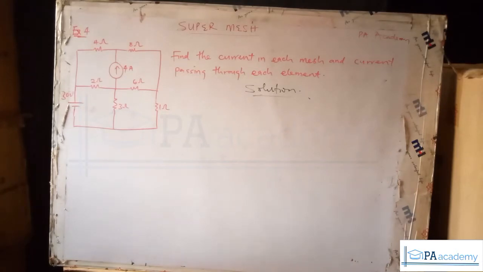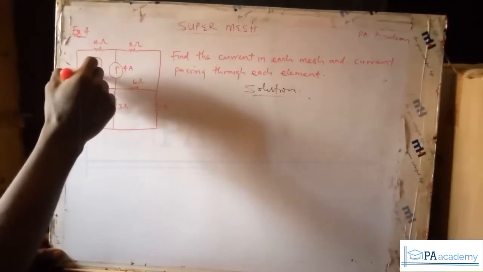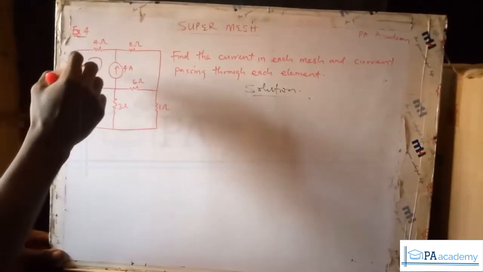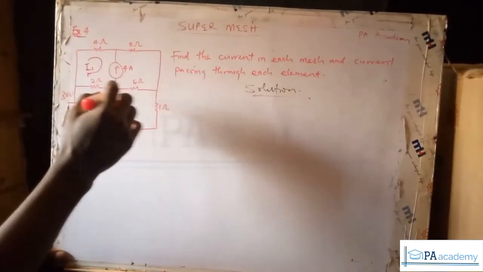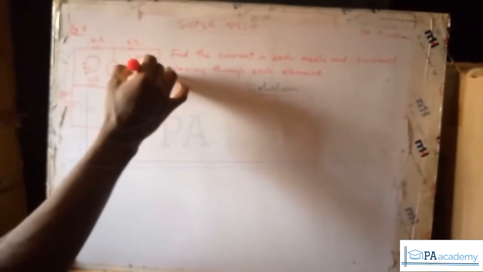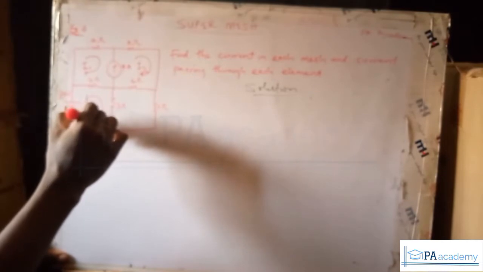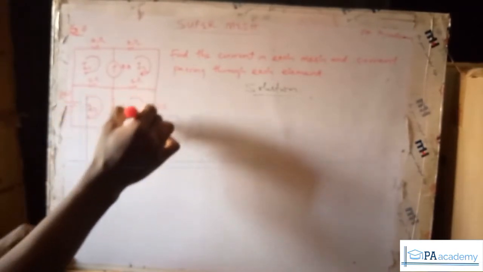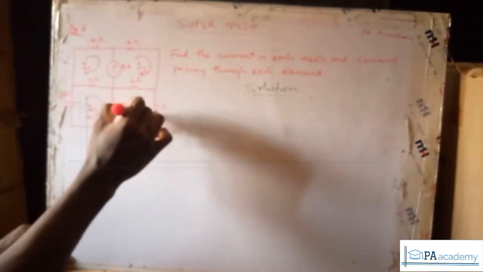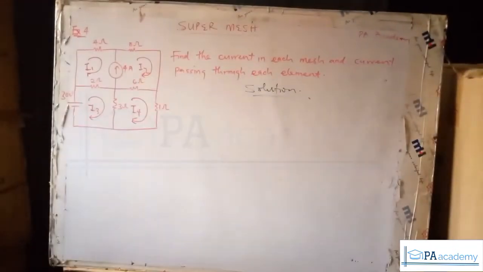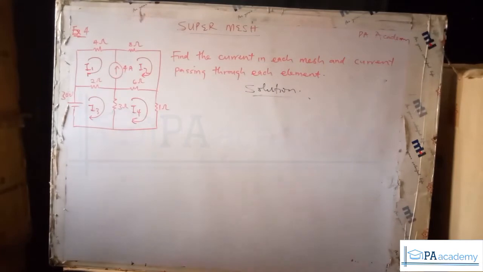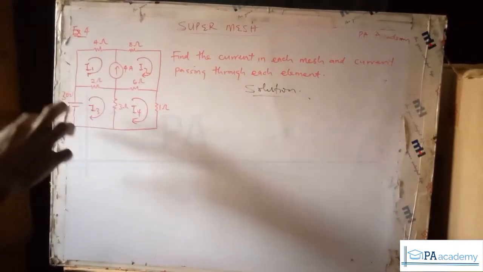Alright, to start with, let's pick our current direction for each of those meshes. Let me take the current here to be I1. Also in clockwise direction, this is I2. Let me take this to be I3. And this is I4. I hope everything here is clear, because I have only a red pen to work with today. Having done that, I've picked my current directions.